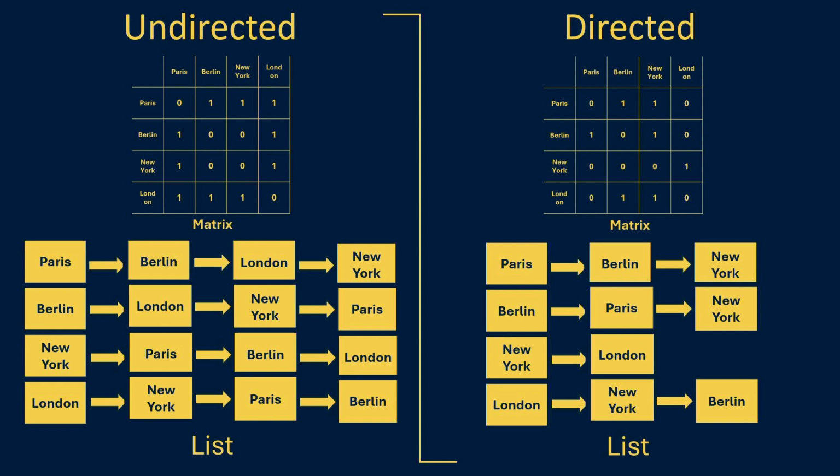In the directed graph, the linked list represents the direction of each connection. For example, Paris may point to Berlin, but Berlin will only point back to Paris if there is a direct edge for the specific route.